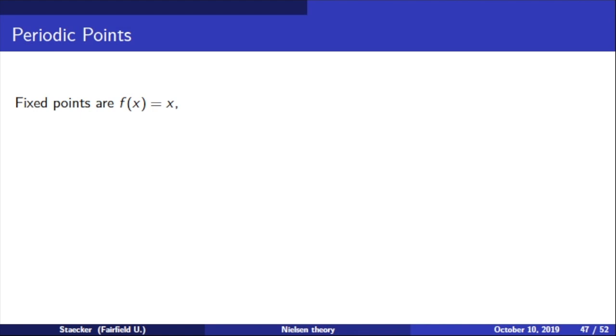Okay, the other thing I want to tell you about just briefly is periodic points. There's also a Nielsen theory for periodic points. These are just two different ways you can generalize fixed points.